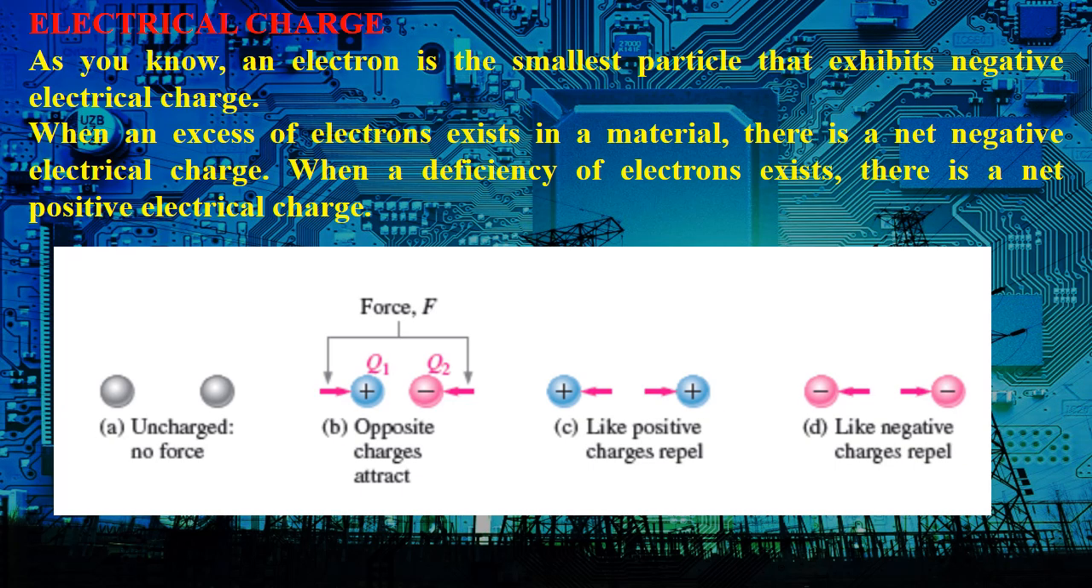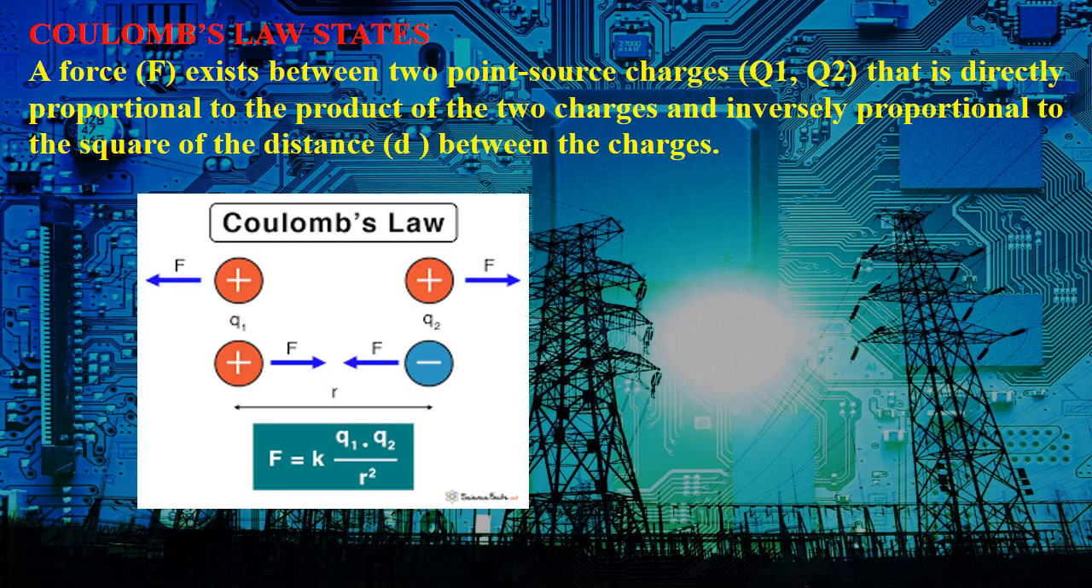That brings us to Coulomb's law. Coulomb's law states that a force exists between two point source charges Q1 and Q2 that is directly proportional to the product of the two charges and is inversely proportional to the square of the distance between the charges. So this is Coulomb's law.